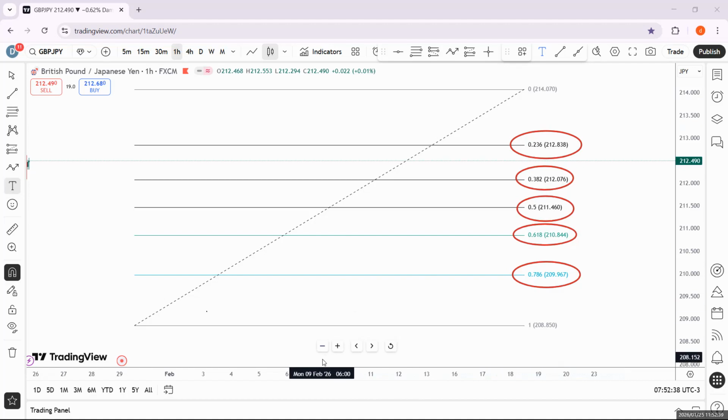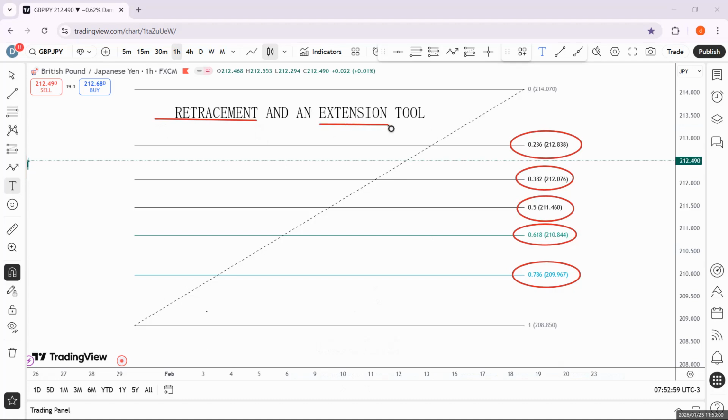Okay, it's important to note that the Fibonacci is a retracement and an extension tool. Let's just go ahead and write that out. It's a retracement and an extension tool. That is, the Fibonacci can be used to identify retracement levels, and it can also be used to identify extension levels. Okay, what are these extension levels? Extension levels are basically levels in the direction of trend.